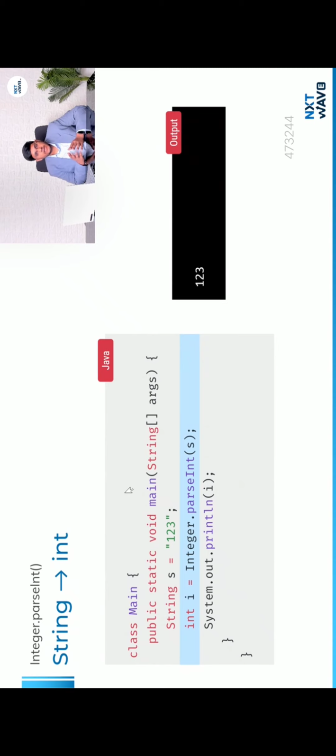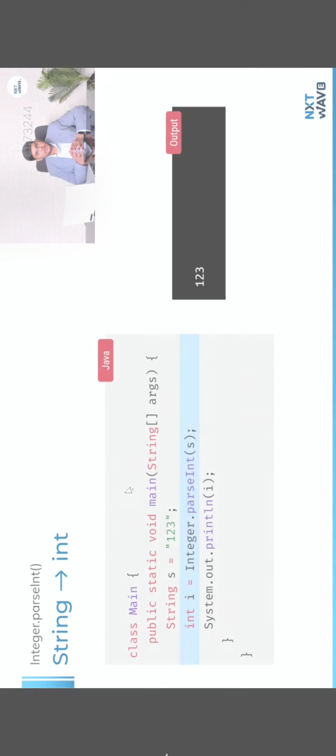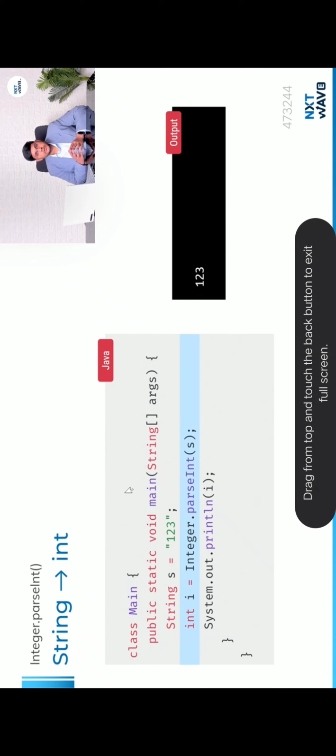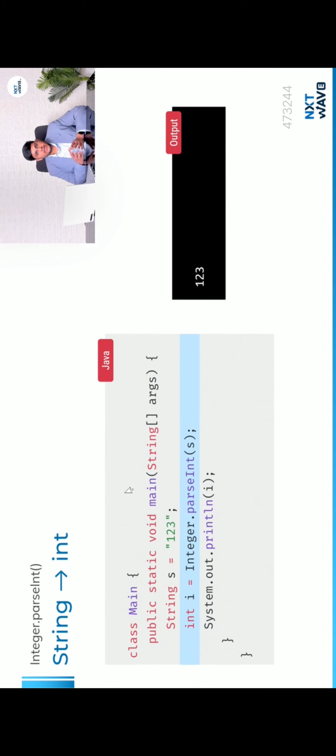Here we have a string s with the value 123 stored, which is again a string value. Now using the Integer.parseInt method, we are converting the string value to an integer value and storing it in variable i, and we are printing out the same. So the Integer.parseInt method is used to convert a string value to an integer value, which gets stored in variable i, declared as integer data type. You can also try this out in the code playground.